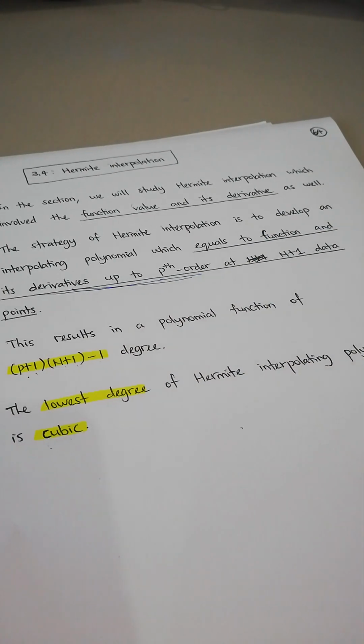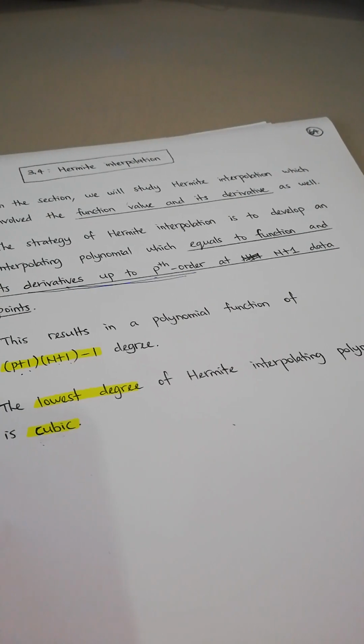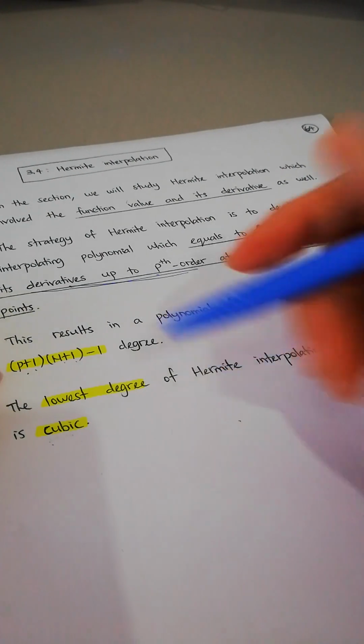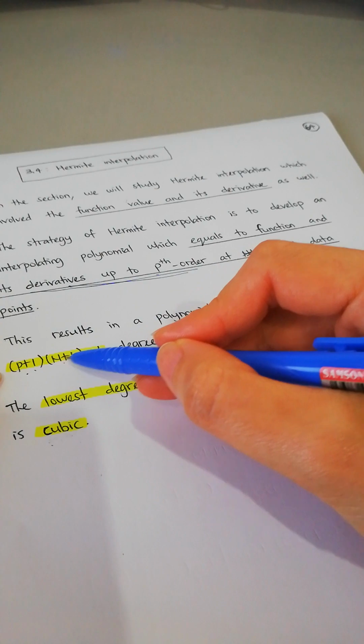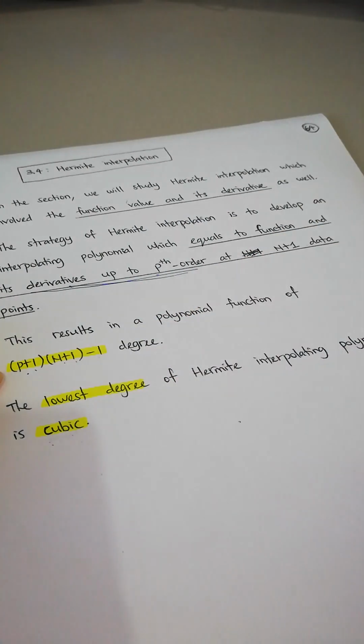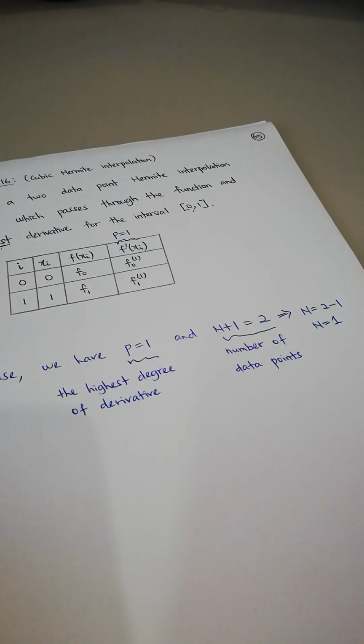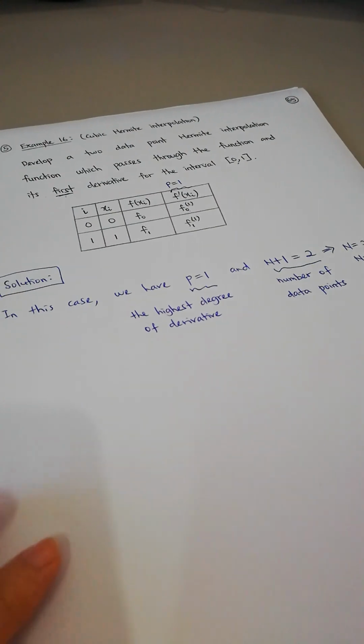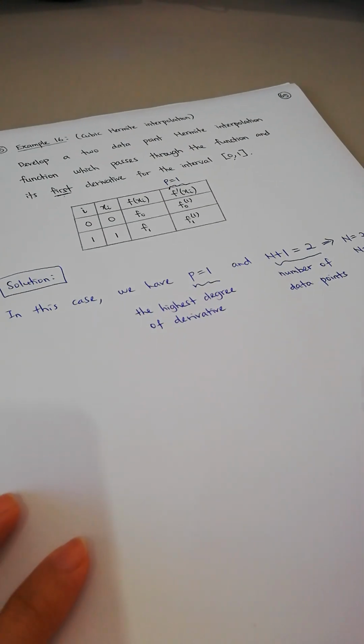Another thing that we want to know is how many constraint equations we need. For the degree, the formula is (p plus 1) times (n plus 1) minus 1. But if you want to know how many constraint equations, then we only do (p plus 1) times (n plus 1).